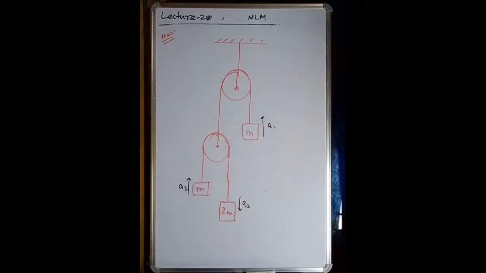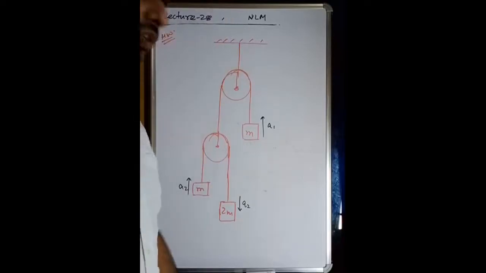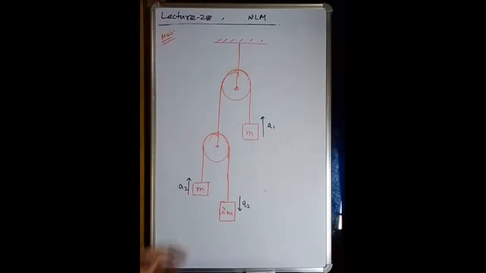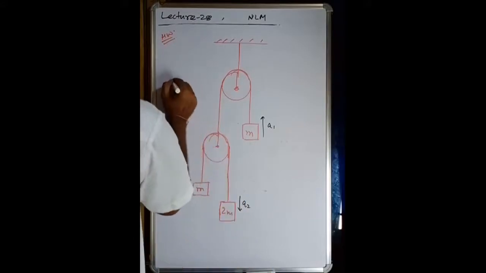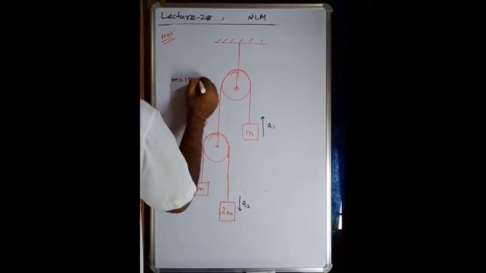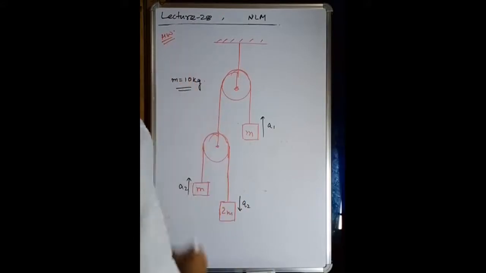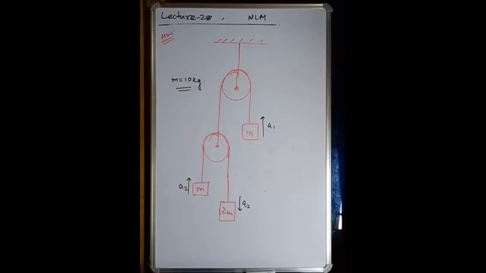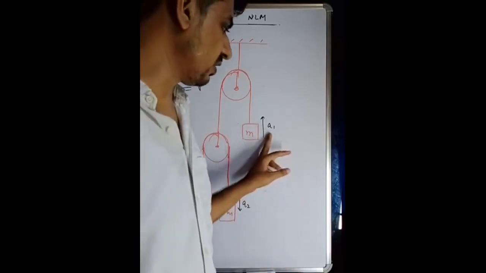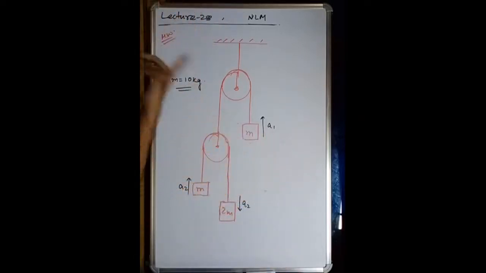What you have to find? You have to find acceleration, tension in each string, force on the ceiling, all the values. Okay, so this is the question. M you can take here 10 kg to get the exact answer. Okay, my dear students. You can take the values of A1, A2 also, and then you can find the tension.